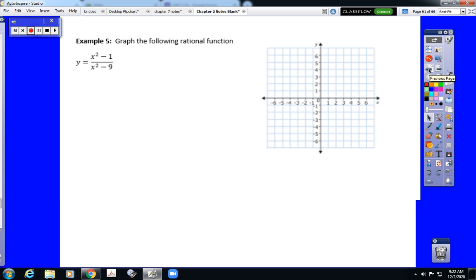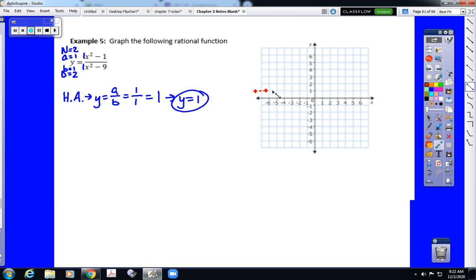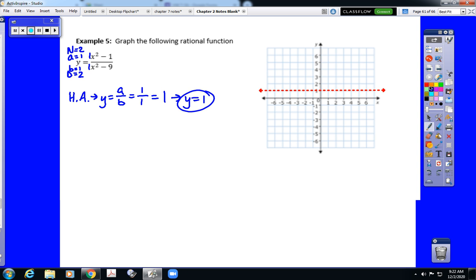All right, let's do another one. That's 2 examples, so let's do a third. Okay, so horizontal asymptote. The numerator is degree 2. The denominator is degree 2. A and B are both 1 because there's no numbers in front of those x squareds. So our horizontal asymptote would be the line y equals a over b, which would be 1 over 1 or 1. So y equals 1 is our horizontal asymptote. Graph that line. That is our horizontal asymptote.